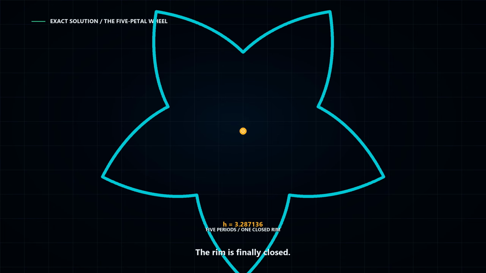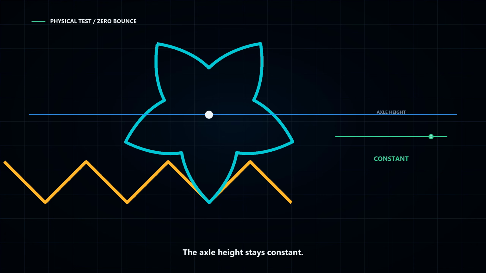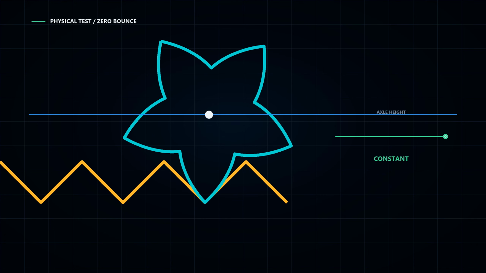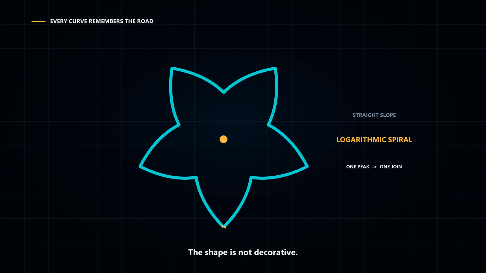Now test it. The contact point moves along the triangular road while the wheel rotates around the fixed-height axle. The rim changes radius before every corner, so the center never needs to climb. The bounce meter stays flat. This shape is not decorative. Each curved side is a piece of a logarithmic spiral produced by the straight slope beneath it. The 5 sharp joins remember the 5 peaks of the road. Every feature has a mechanical reason.